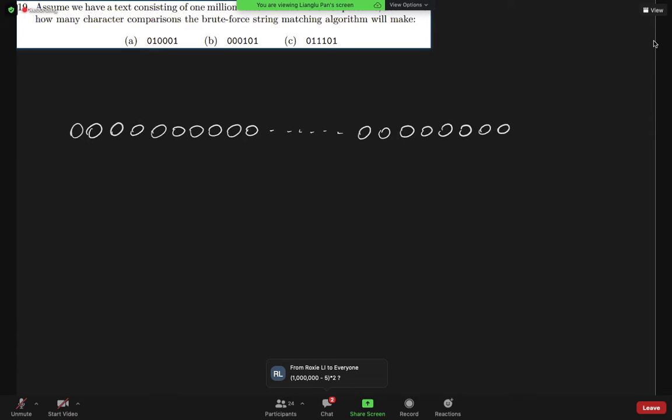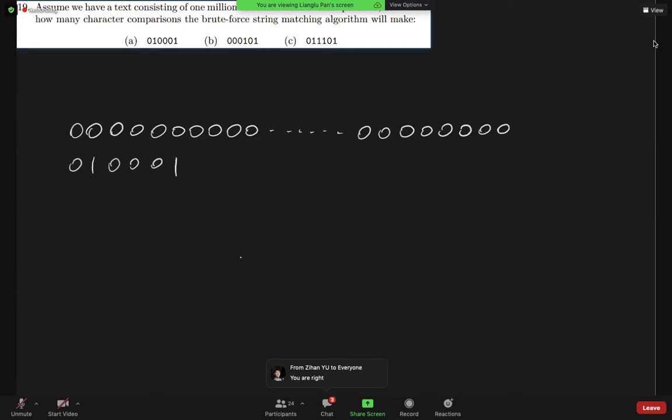I think we get 2 different values from the chat window. One is 2,000,000 minus 5, and the second one is 2,000,000 minus 10. But let's maybe look at it together. Our pattern is 0, 1, 0, 0, 0, 1. So we place that at the very beginning of the string.